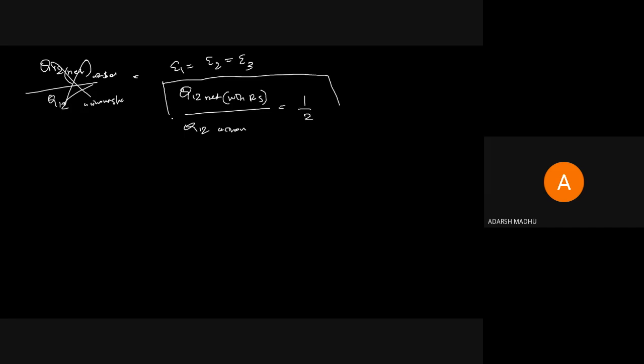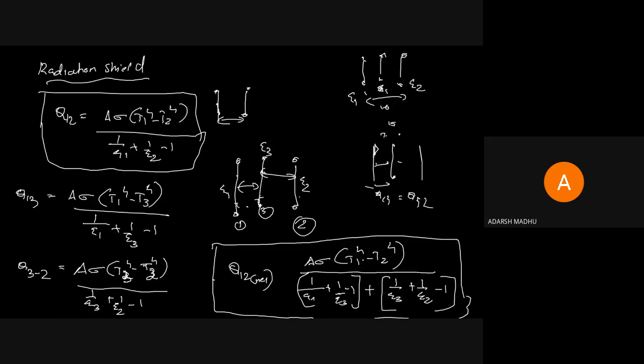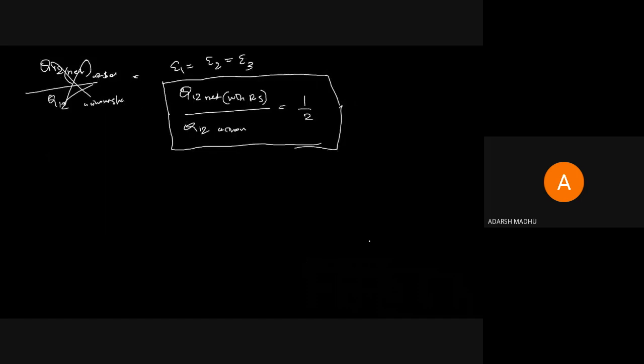Okay, solve it and we get 1 by 1 plus 1, which is 1 by 2. That is how it comes. So assuming the values of epsilon 1, epsilon 2 and epsilon 3 are equal, we get the Q12 net with the shield and without the shield ratio equal to 1 by 2. So when a single radiation shield occurs between the two planes, we get the ratio of 1 by 2.